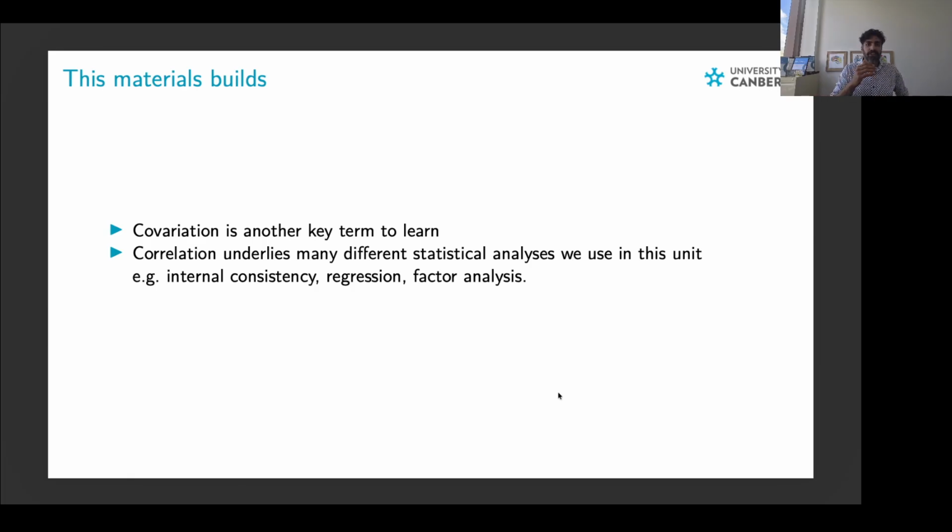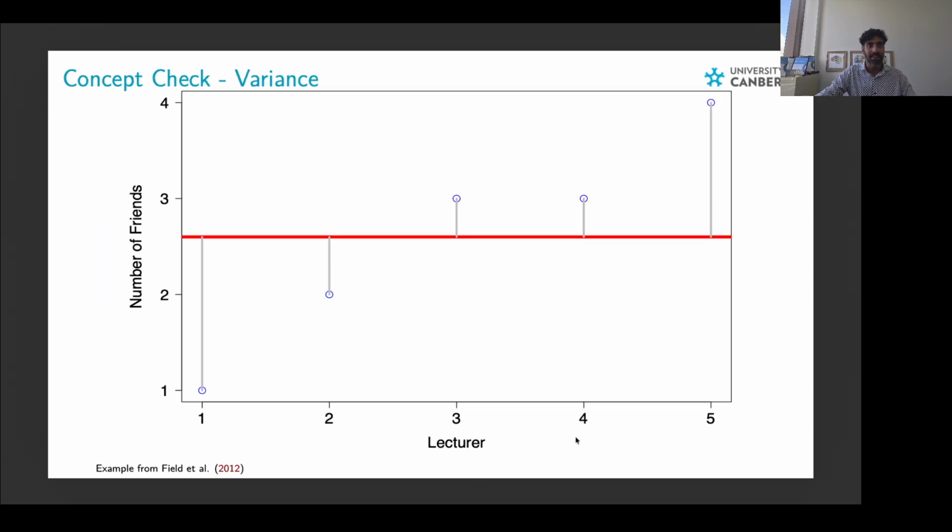So correlation underlies many different statistical analyses we use in this unit, and even more. For example, we'll talk about internal consistency, regression, like multiple linear regression or simple linear regression, and factor analyses. So correlation is really underpinning all of this. The material builds, so the better you understand today, the better you'll understand the material as we go on in this unit.